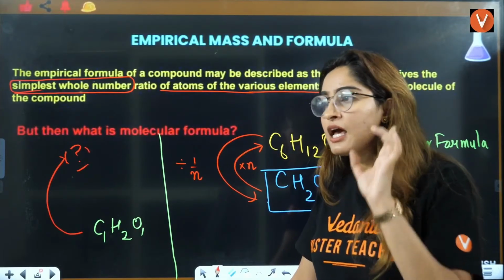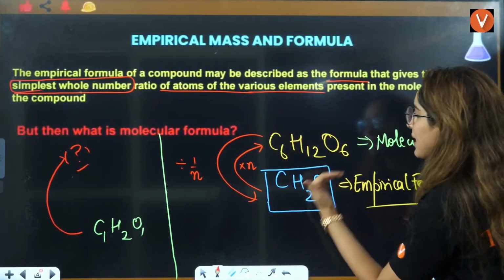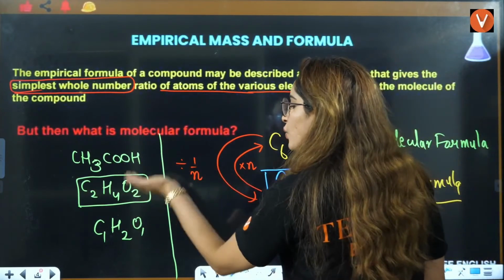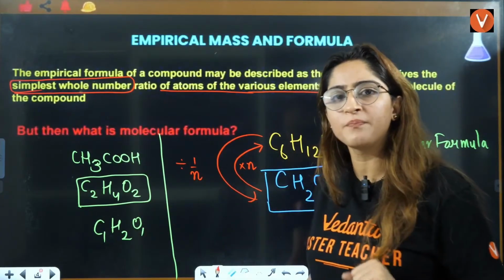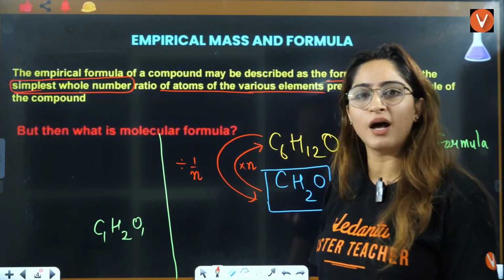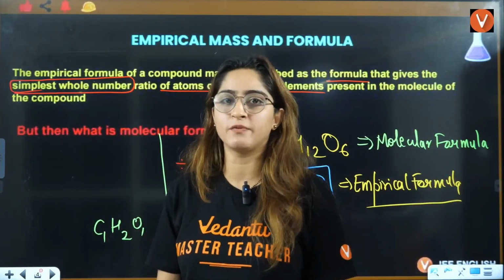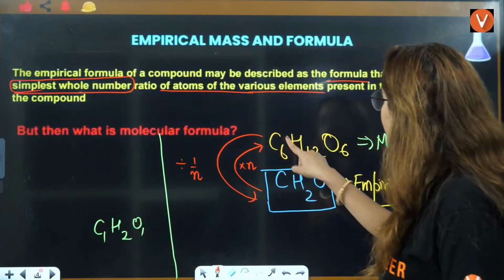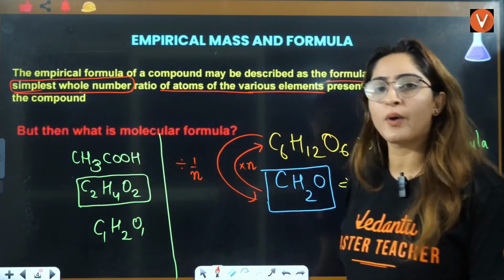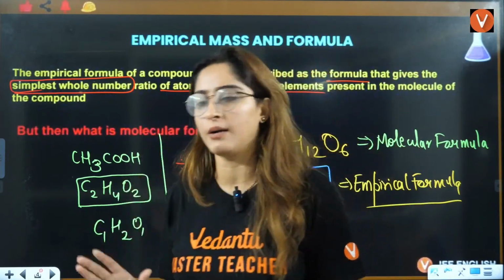So that means calculating the empirical formula from the molecular formula was quite easy. I had this molecular formula, I divided it by 2 and got my empirical formula, right? But if they have just given you the empirical formula and ask you to calculate the molecular formula, you have no idea which number to multiply it with. Because with this empirical formula, you can also have C2H12O6, or CH3COOH. You can have so many other formulas which will have the same empirical formula, right?